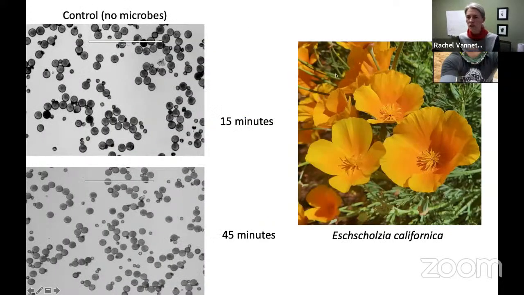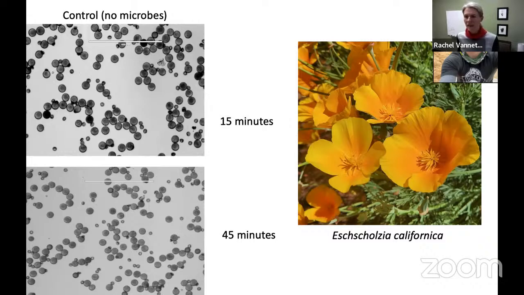To start addressing this question, Sean collected pollen from the California poppy, Eschscholzia californica, and put it in a media that was intended to germinate that pollen as best we could. This is a media that's typically used to assess pollen viability, especially for agricultural purposes. In the control condition with no microbes, you can see pollen looks like pollen at 15 minutes, and at 45 minutes, still kind of looks like pollen. So that's cool. It's not germinating quite yet.